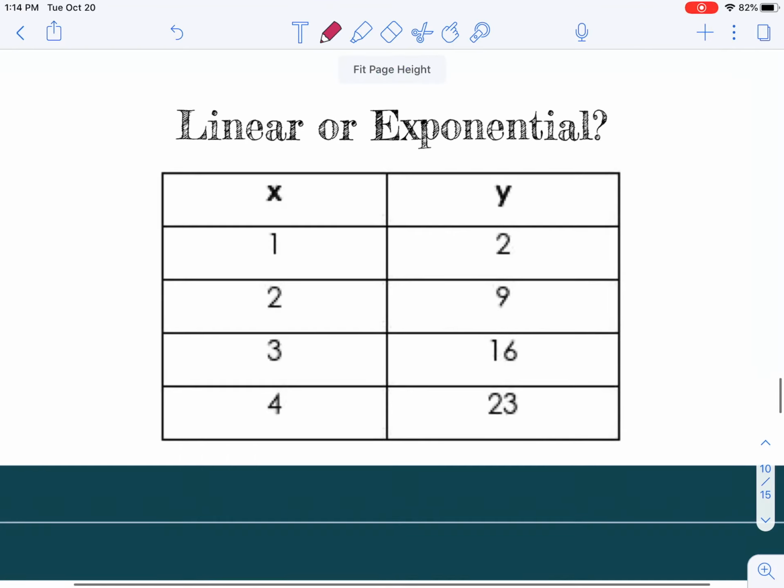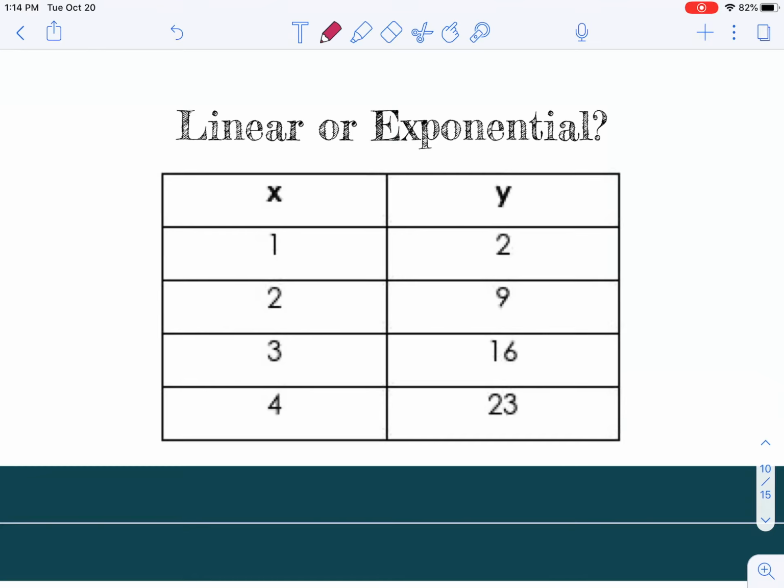Last example, we want to know if it's linear or exponential. So let's check out how these y values are changing. From 2 to 9, we add 7. From 9 to 16, we add 7. And from 16 to 23, add 7. So this would be linear.